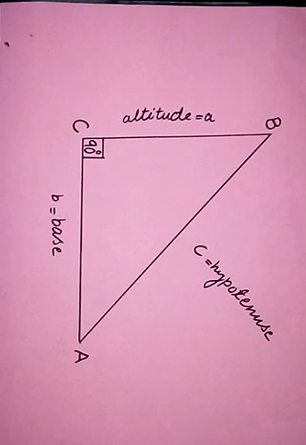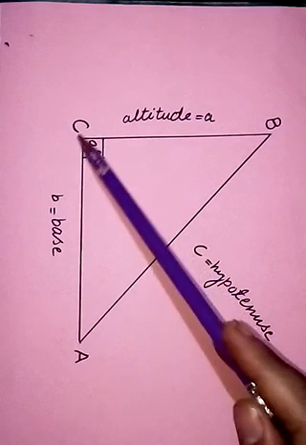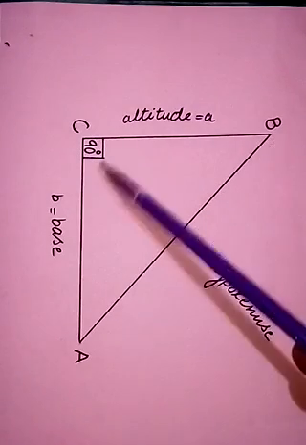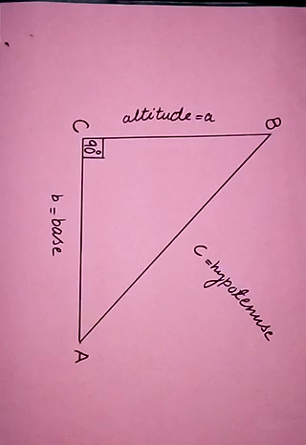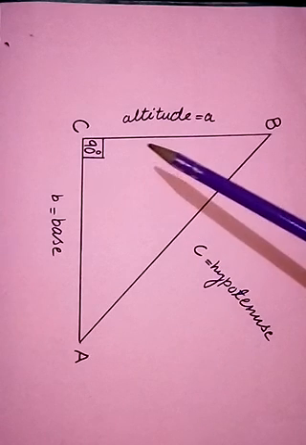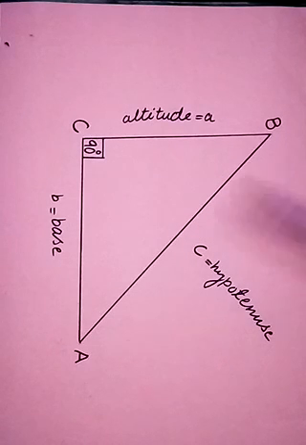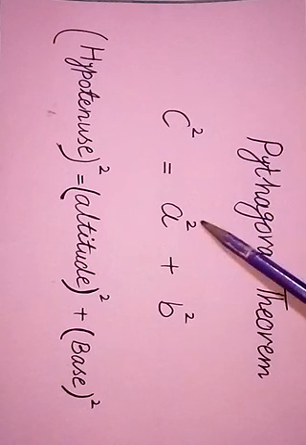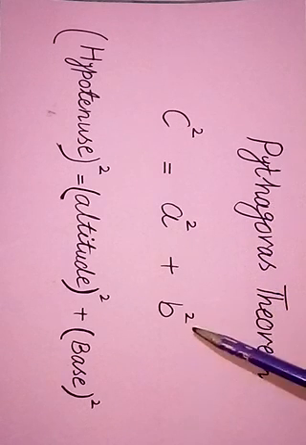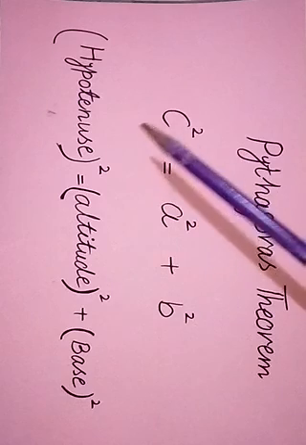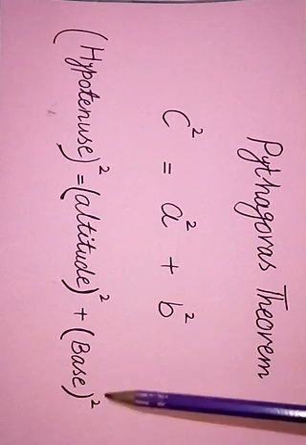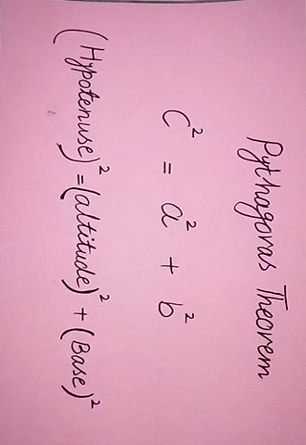Now, the greatest angle in a right angle triangle is 90 degrees and its opposite side is AB. The greatest angle has the greatest side opposite to it. So Pythagoras theorem will be C square equals A square plus B square, where C is the hypotenuse, A is the altitude and B is the base. Now, this is the Pythagoras theorem.